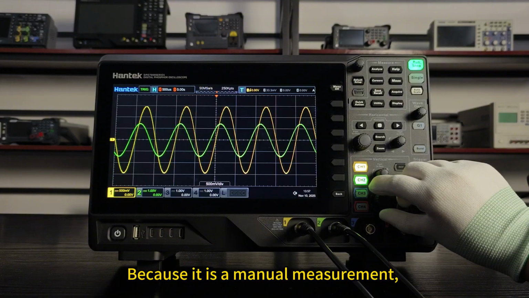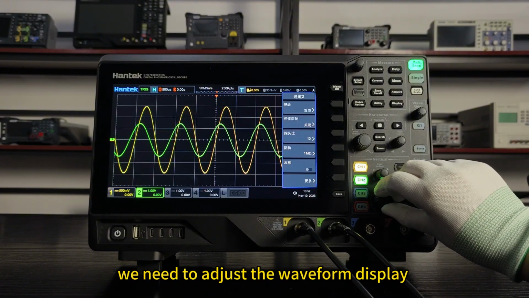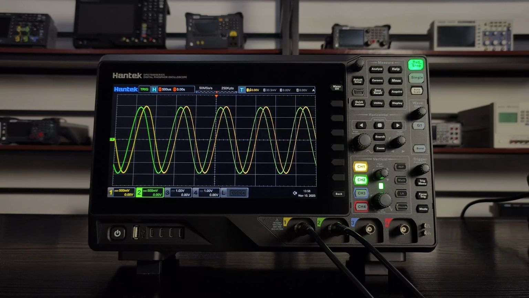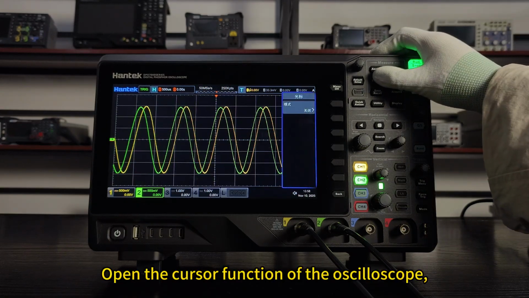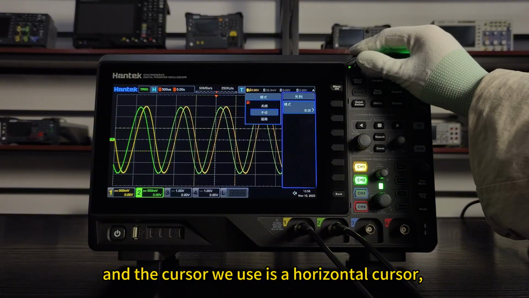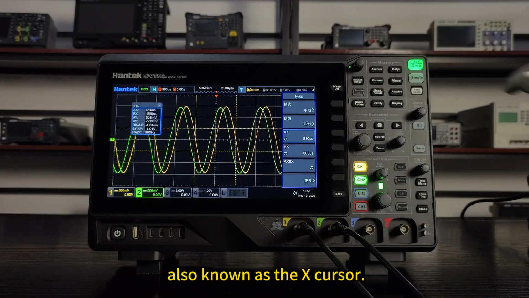Because it is a manual measurement, we need to adjust the waveform display to facilitate precise positioning of the measurement point. Open the cursor function of the oscilloscope, and the cursor we use is a horizontal cursor, also known as the X-cursor.